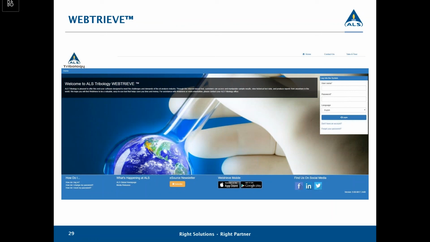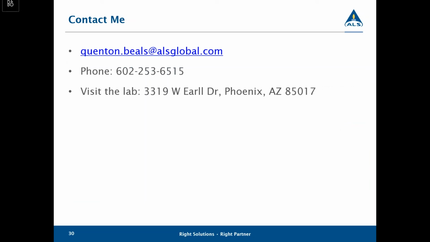And this is what the login page looks like. So username and password. If you don't have an account, there's a button right below login that you click. If you do provide your N number when trying to register, when we set you up, we'll make sure that you're connected immediately.